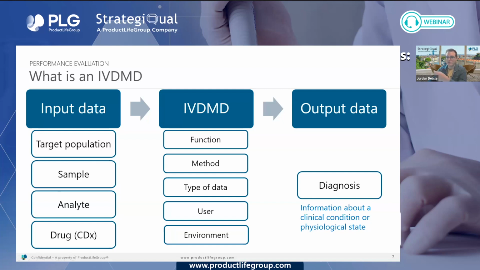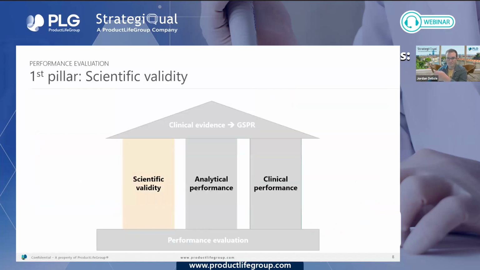So let's make a focus on the three pillars of performance evaluation. Now that the product is clearly defined, let's return to the three pillars supporting clinical evidence and make the link with the various components of an IVD. The first pillar corresponds to scientific validity. This is a new feature of the regulation which did not exist under the directive.